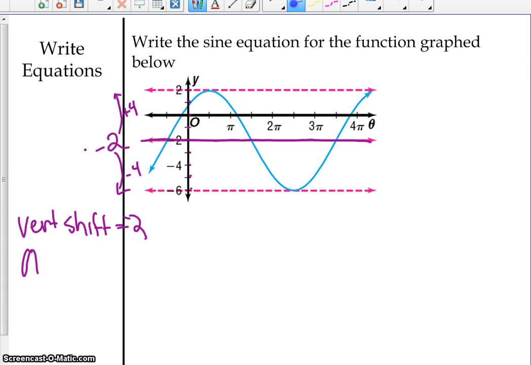That means my amplitude must be +4 or 4. It goes 4 above that, 4 below that. Now it does tell me here that I'm looking at a sine equation here.